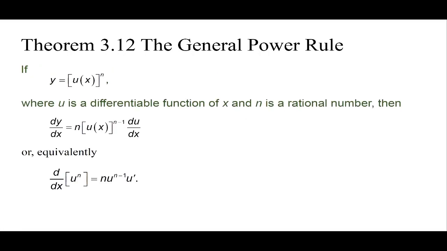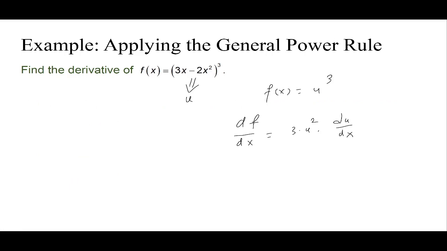If we go back and check, n times u to the power n minus 1 times du over dx. So in this case, n is 3. So 3 times u squared times du over dx. Eventually, we need to plug in the value of u, which in this case is 3x minus 2x squared. du over dx means finding the derivative of u, which is 3x minus 2x squared.